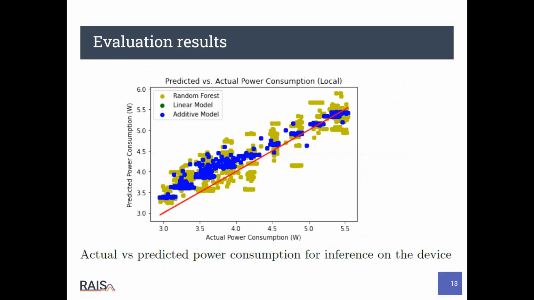And in this plot, you can see the predicted versus actual power consumption when performing inference on the device locally. In this case, additive and linear models were the same, since we only made use of CPU in this case, and there was no network utilization. And as you can see, it's clear that they perform much better than the random forest. And this may be due to the complexity of random forest that makes it hard to capture these kinds of relationships in this case.